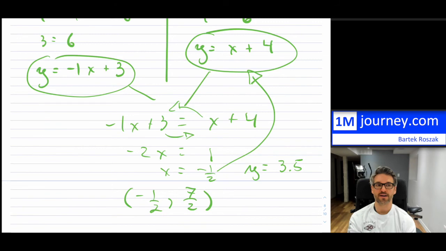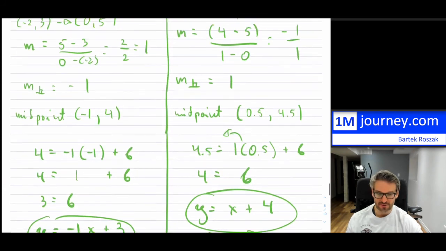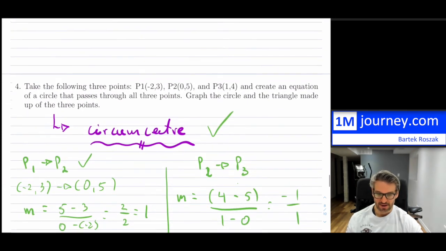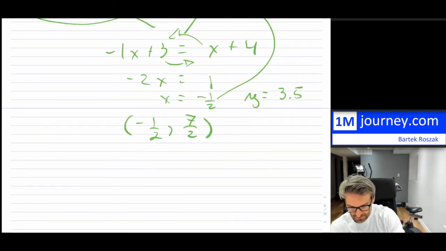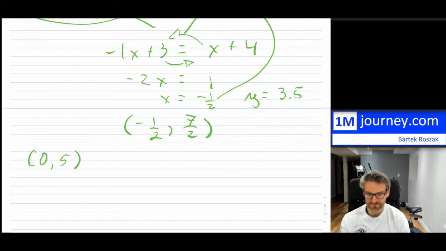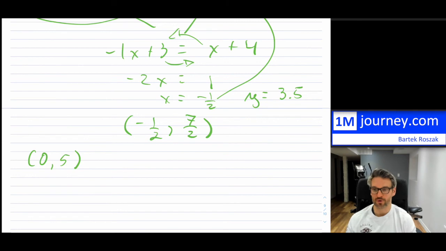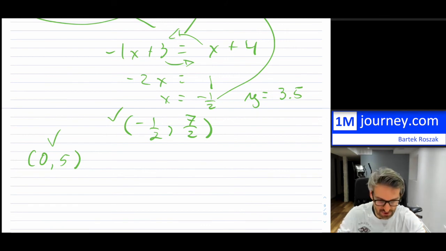Now we're supposed to find the equation of a circle. Well, this is the center of the circle. Now we need to find out what the radius is. The radius is going to be from this point to any of the other points that we have. So I'll take the 0, 5. It's probably the easiest one to work with. So I need to find the actual distance because that would be the radius of the circle. So let's do that.